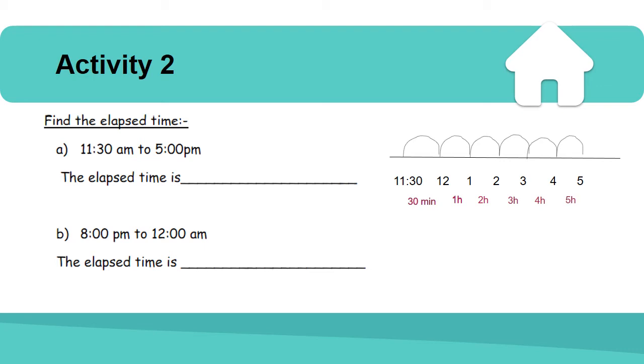So what is the elapsed time here? It's 5 hours and 30 minutes. Okay, the time between 11:30 and 5 p.m. Okay, question B. I want the time between 8 p.m. to 12 a.m. Okay, the elapsed time here, count after 8 to reach 12. After 8, 9, 10, 11, 12. Only 4 hours.